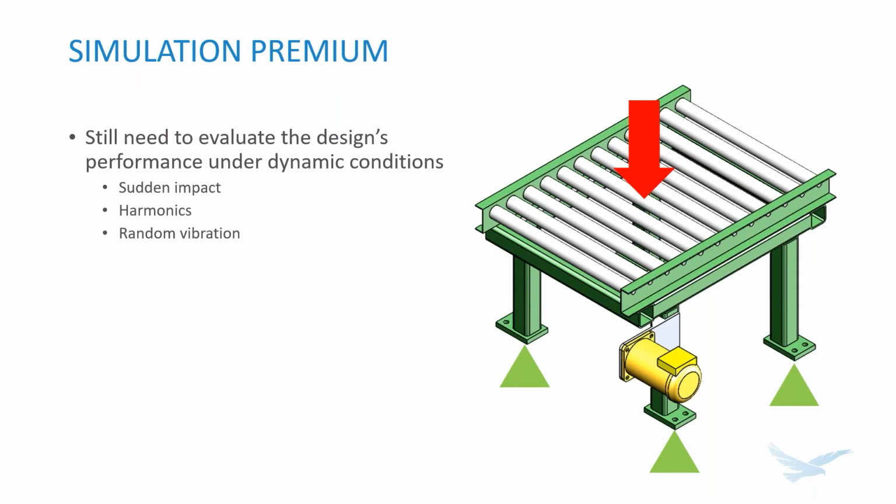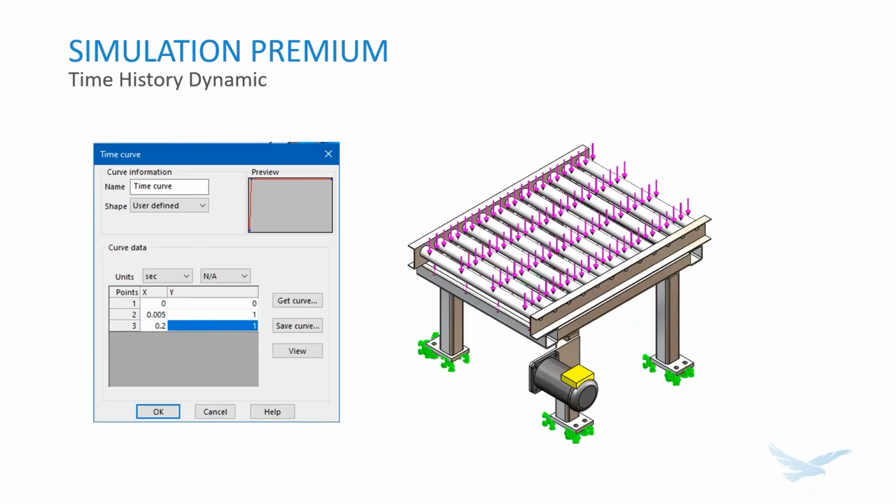Firstly, we're going to look at an impact. So we're going to use the time history dynamic feature or study, where we know the time history of a load, or how it varies over time, or the time history of the phenomena that we're trying to model. And we can define that load.